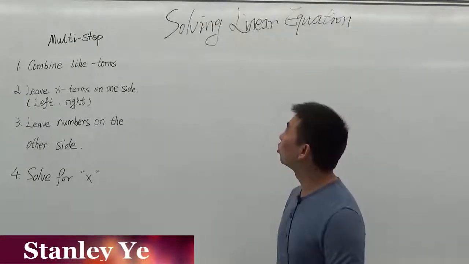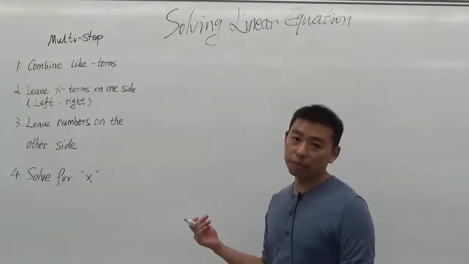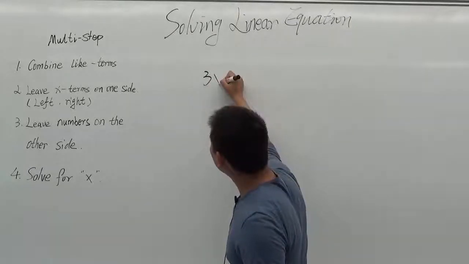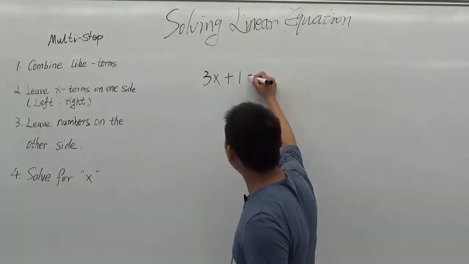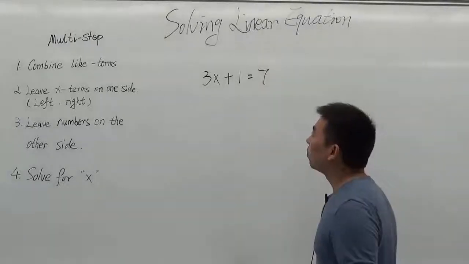In this video, I'm going to show you how to solve linear equations with multiple steps. The first one we're going to look at is two-step. These equations require two steps to solve. We have 3x plus 1 equals 7.